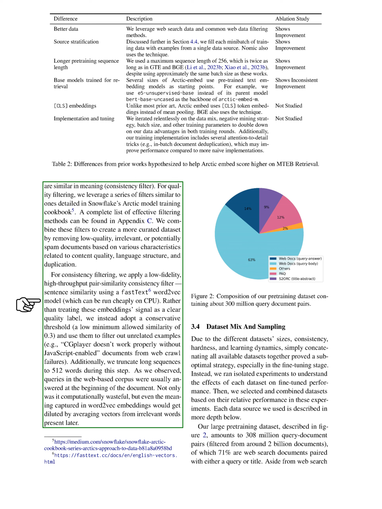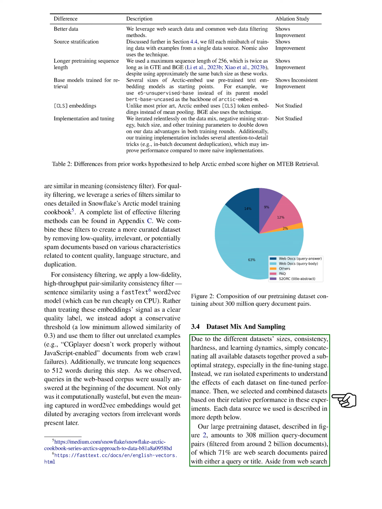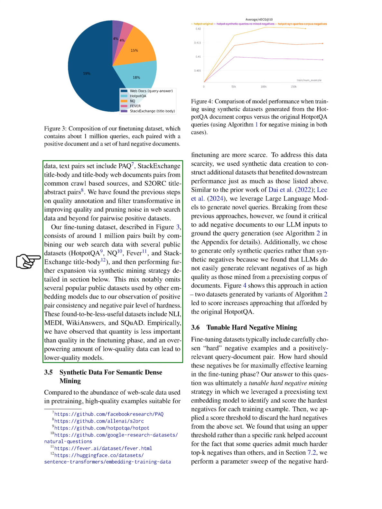We also used a pair similarity consistency filter based on sentence similarity to ensure the pairs were semantically similar. Due to the differences in dataset characteristics, we did not simply concatenate all datasets but instead conducted experiments to understand their impact on performance. We combined datasets based on their relative performance in these experiments. Our pre-training dataset consisted of 308 million query-document pairs, while our fine-tuning dataset included around 1 million pairs from web search data and public datasets like HotpotQA and NQ.